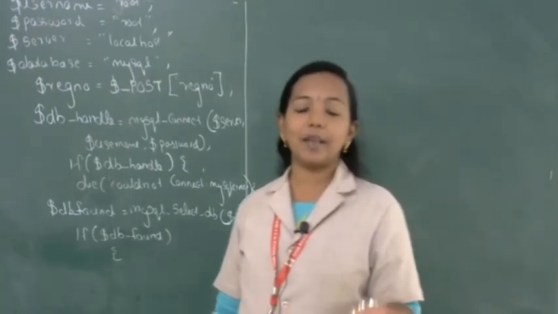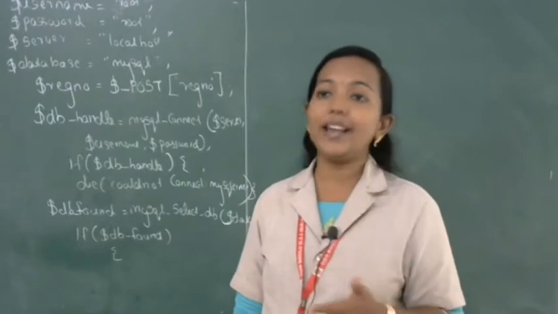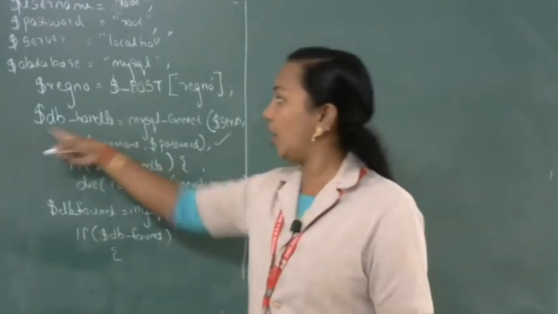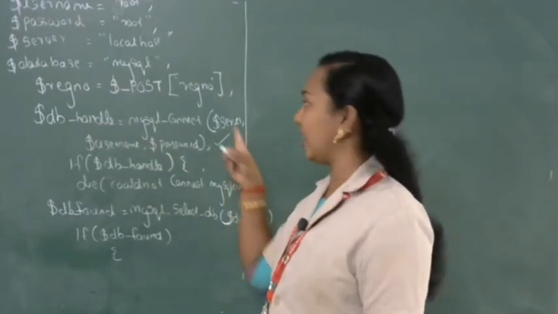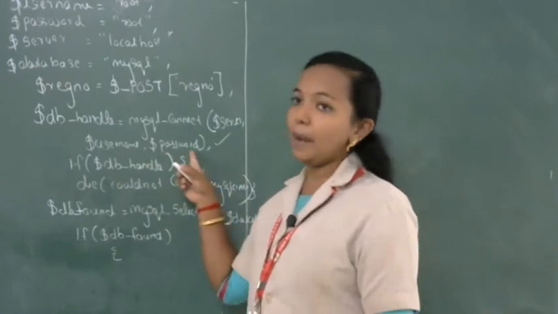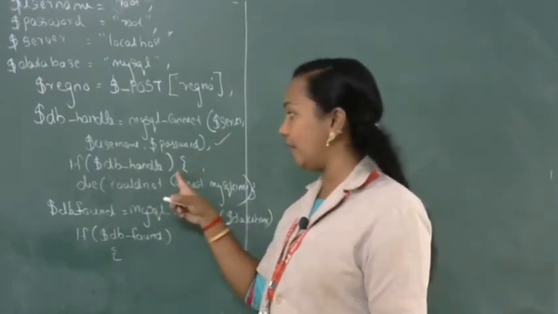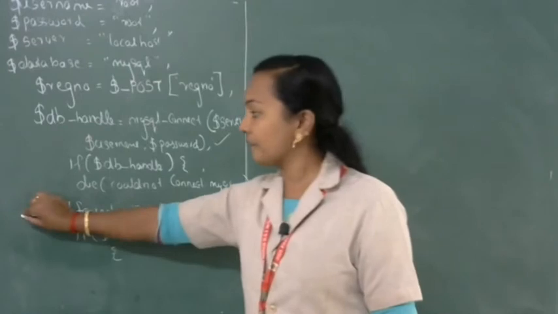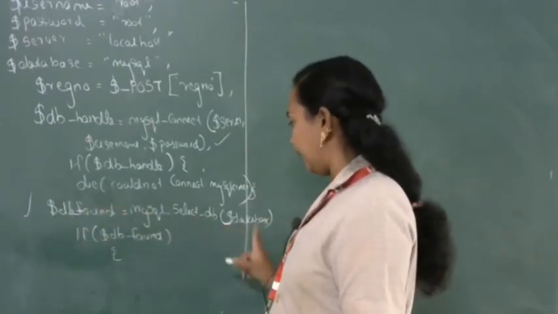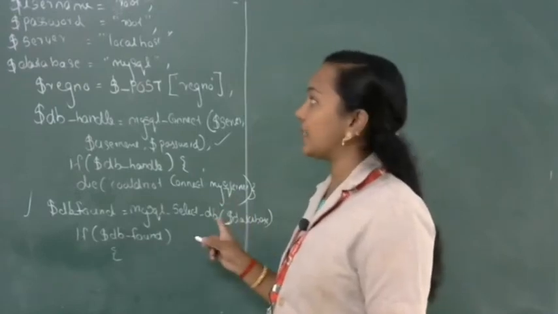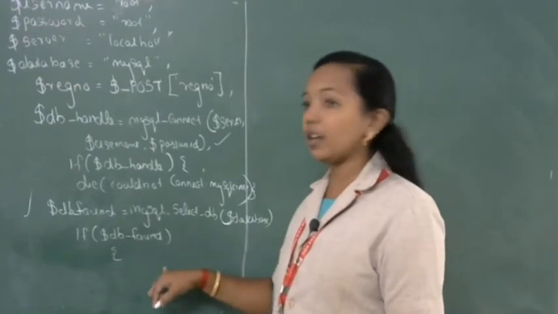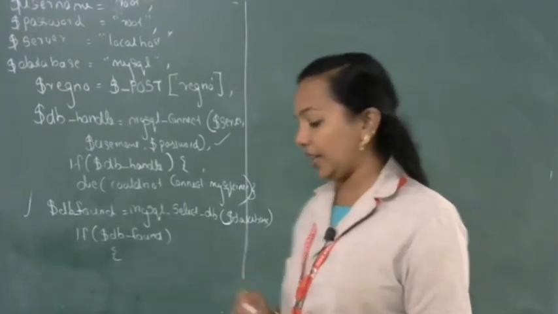What is the third step? Reading data from database. So this is our first step: $db_handle, we are establishing a connection using 3 parameters: server, username and password. If the connection is established, then we go for the second step. $db_found is equal to mysql_select_db, database name. What is the database name? MySQL. If $db_found, then we can go for the next operation.